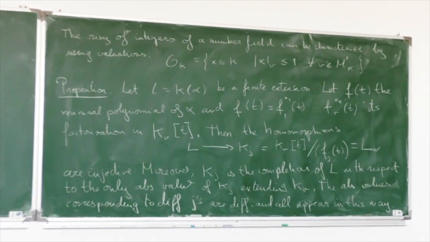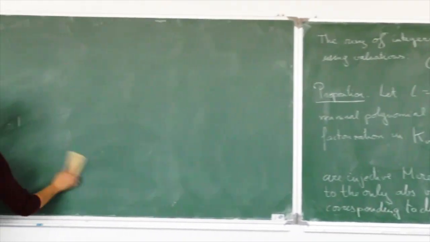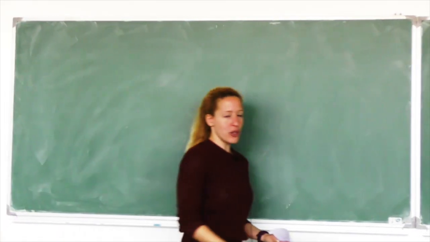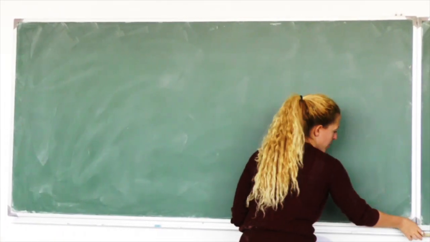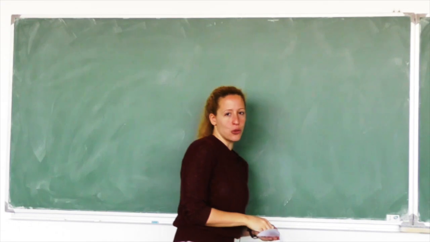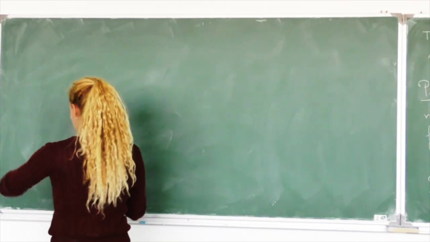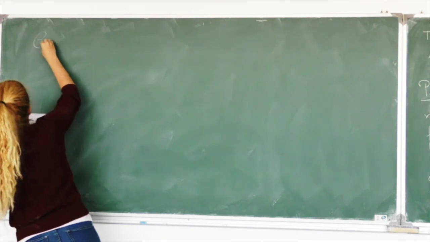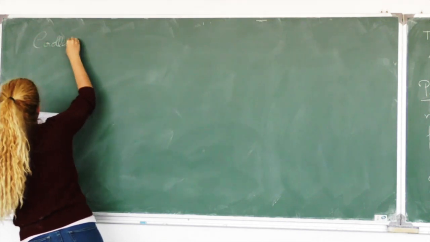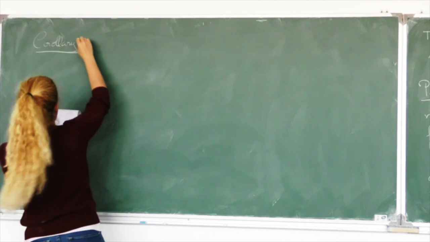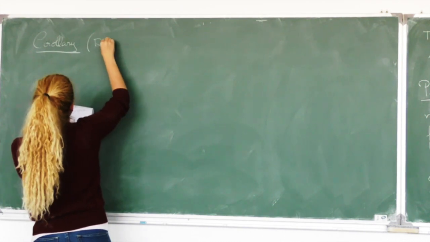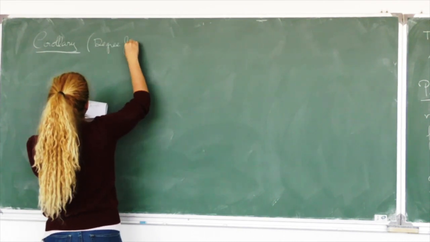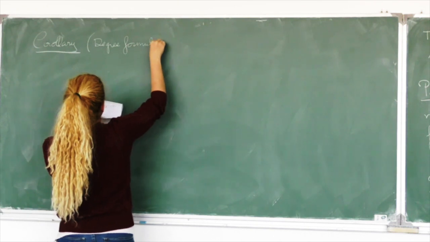So we are going to do some examples later. In case you start to be a little bit lost with all this notation, don't worry. We'll do an example later and you will see. So I'm going to call it corollary because actually it is a corollary of this proposition. So, degree formula.